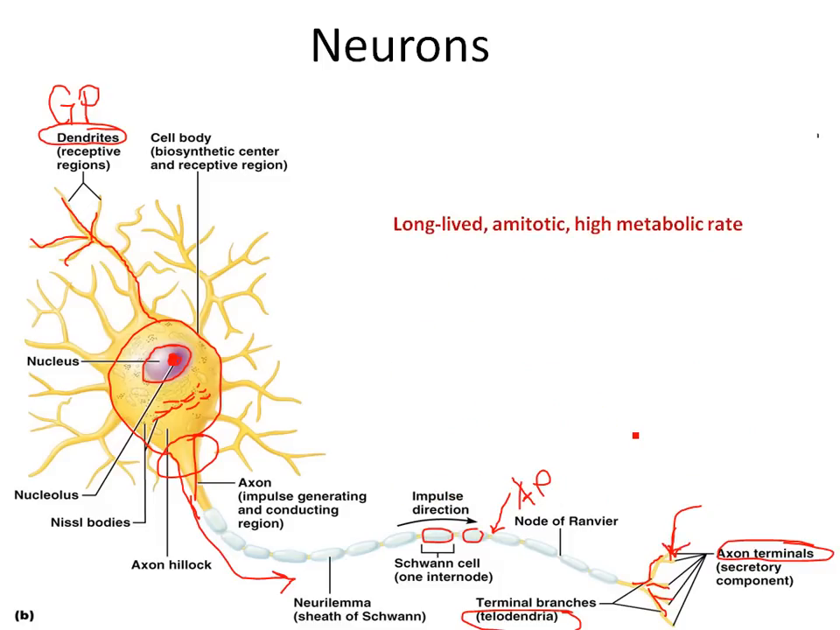Now that you've reviewed, hopefully, the other things about neurons is that they're very long-lived. They're amitotic, which means they don't divide. They physically can't. They have a very high metabolic rate, which is why you get so tired when you study all the time. Remember, their job is electrical signaling, and they can also do cell-to-cell signaling at their terminals.